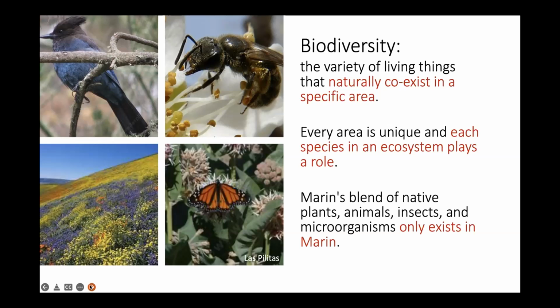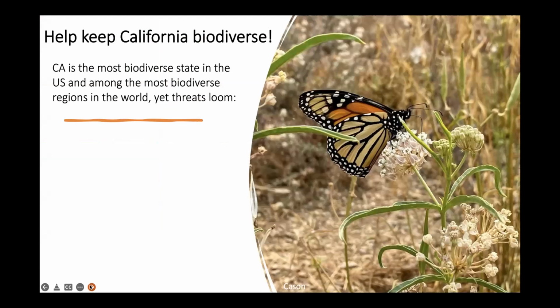Our blend of native plants, animals, insects, microorganisms, some things you can only see with a microscope, things underground. Anyway, these things only exist in Marin, right? This combination. It's sort of like our environmental fingerprint, our thumbprint, I should say. So very incredibly important. So we like to grow native plants to help keep California biodiverse.